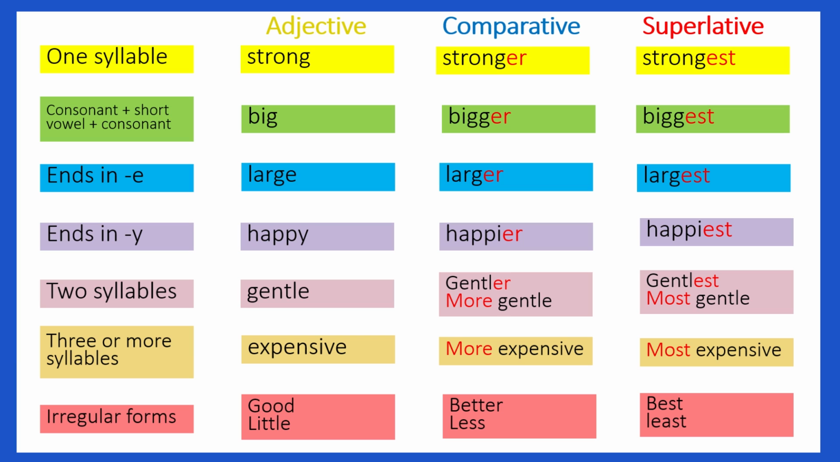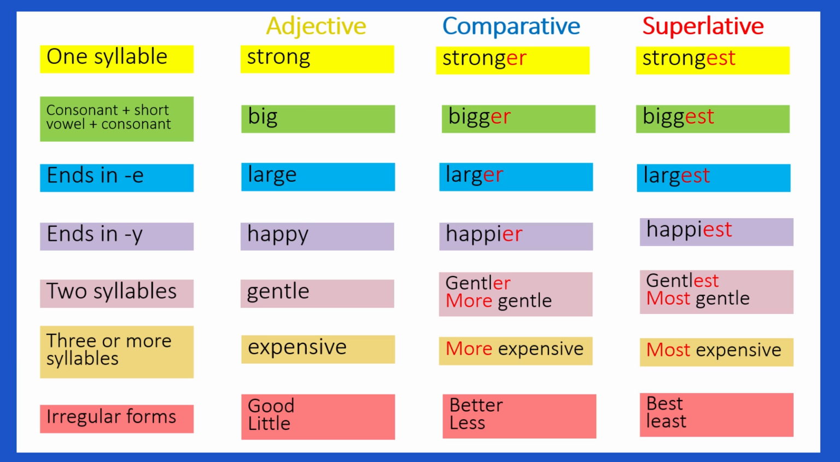For the third one, let's take a look at the blue color here. For one syllable adjectives ending in the letter E, we will add er when forming the comparative and add est for the superlative. For example, large, larger, and largest.